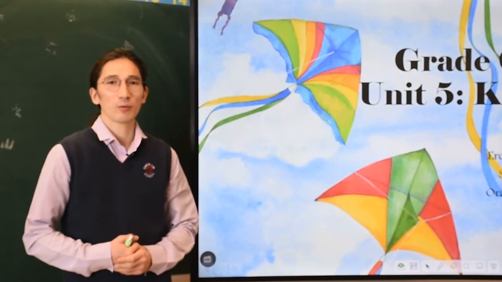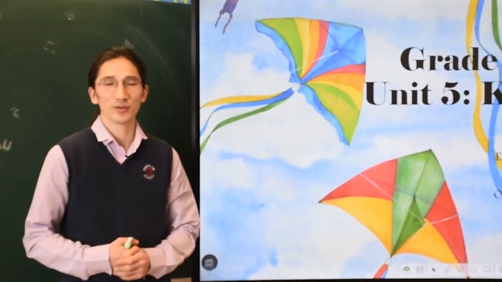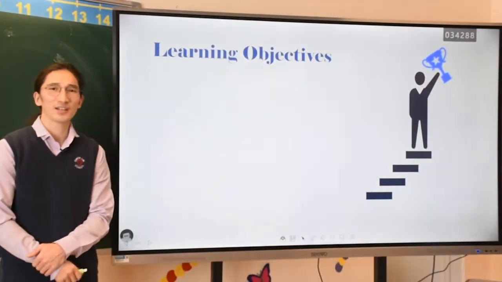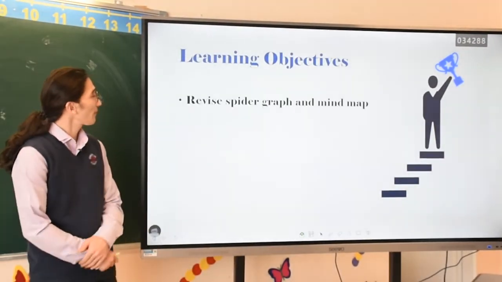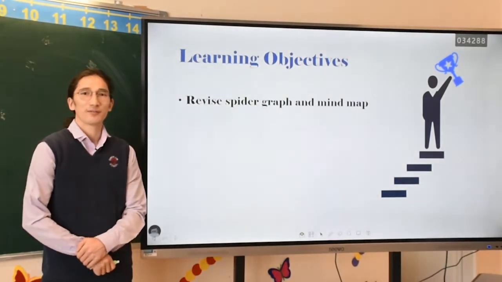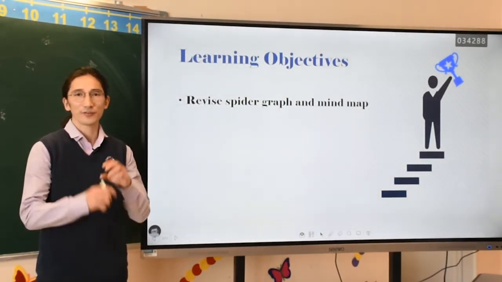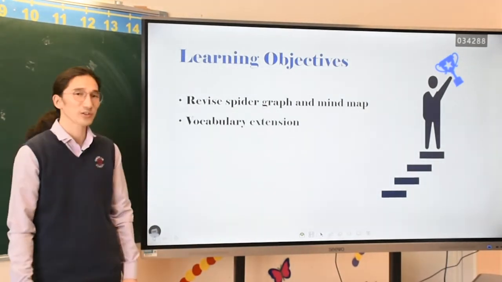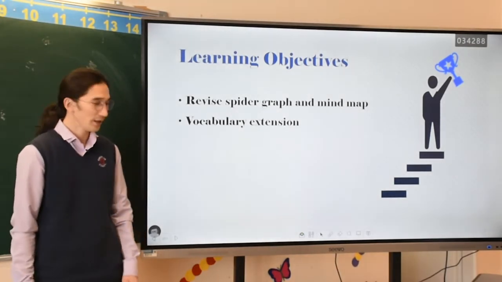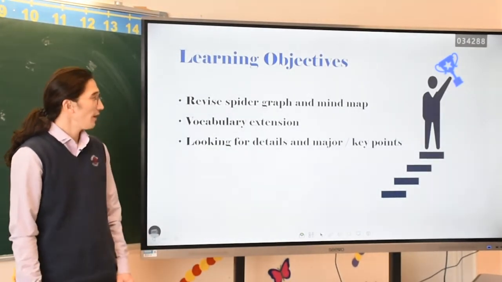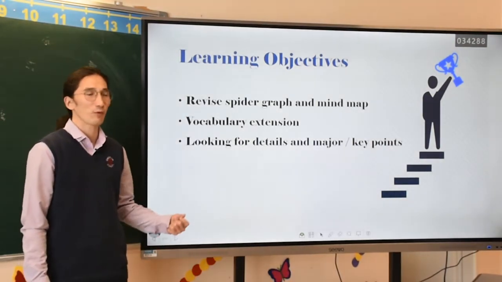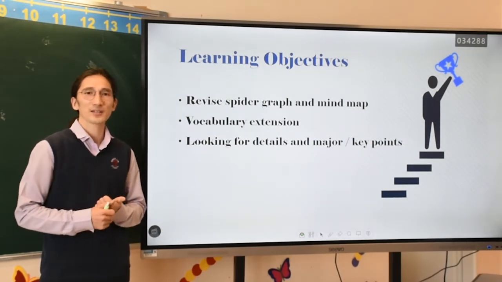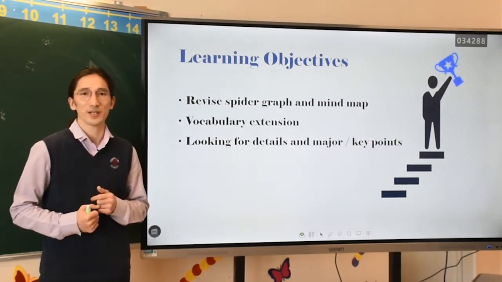Today's topic will be on kites from Unit 5. So let's begin. In this lesson, you will be studying spider graphs and revise mind map, how to show the connection between these two diagrams. And then also we will learn some new words and we have some practice on it. And then we will move on to looking for information, but two different information: the main ideas and how to define detailed information.